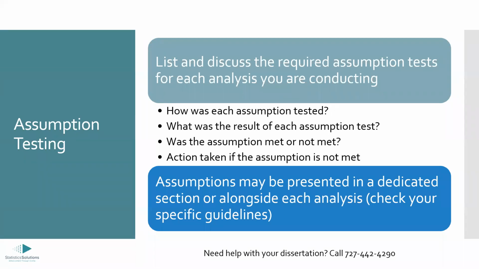You want to state what the result of that assumptions test is. So you don't just want to say that you're testing normality. You want to say what the result of that normality test was. You should be able to say, was the assumption met or was the assumption not met?